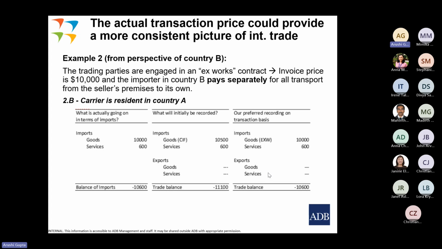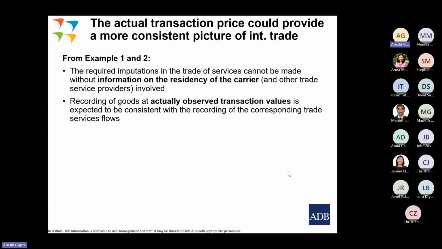As a result, the CIF recording of imports of goods in the supply table will again lead to an overstated import of 500. This amount corresponds to the transport services included in the CIF value. The CIF recording requires a counterbalancing recording of the import of services in the same amount of 500, which is not actually happening in reality. So from these examples, we can conclude that the actual transaction price provides a more consistent picture of international trade.